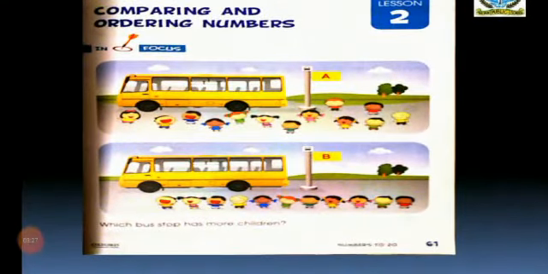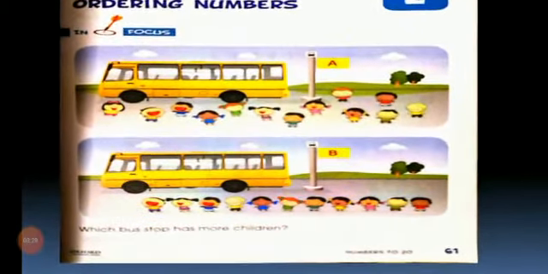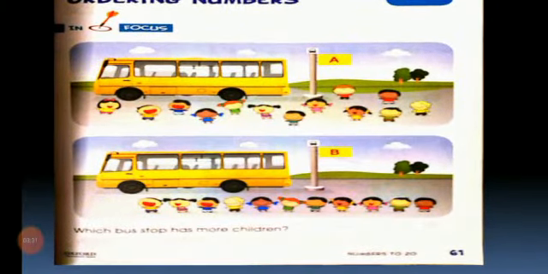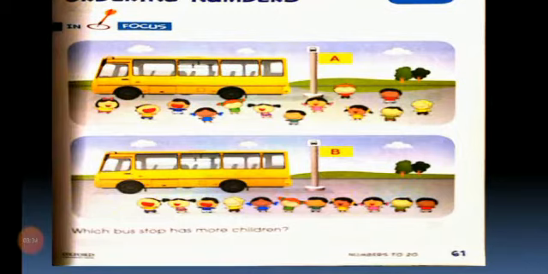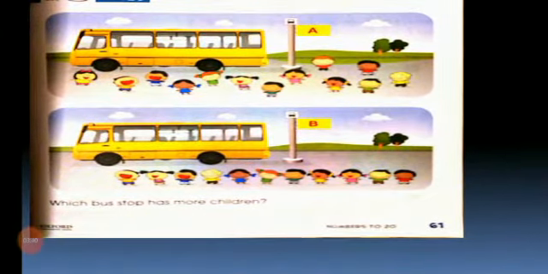So here, comparing and ordering numbers. There are 2 buses here and 2 bus stops. Which bus stop has more children? We have to find out more or fewer. We have to count all the children in set A and then set B. How many children are there? 1, 2, 3, 4, 5, 6, 7, 8, 9, 10, 11, 12, 13. 13 children are there in set A.